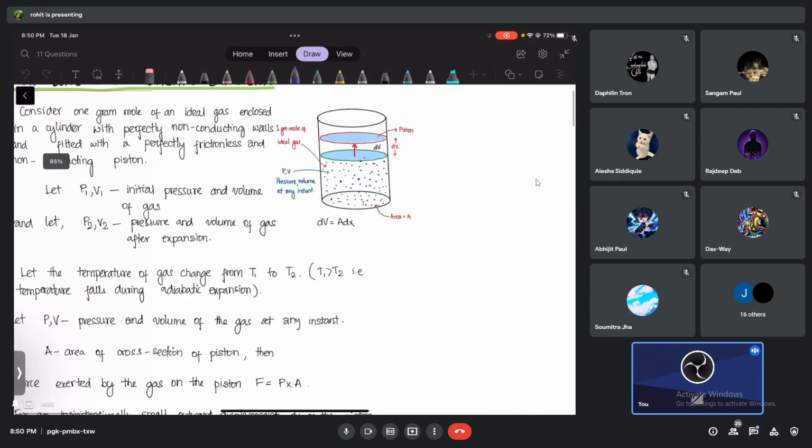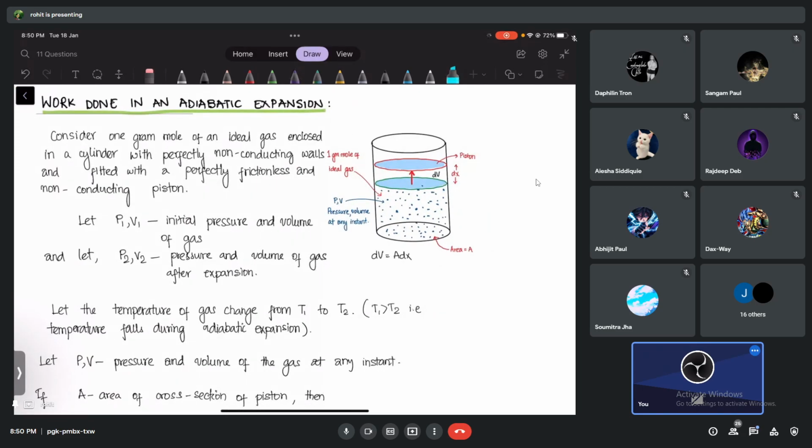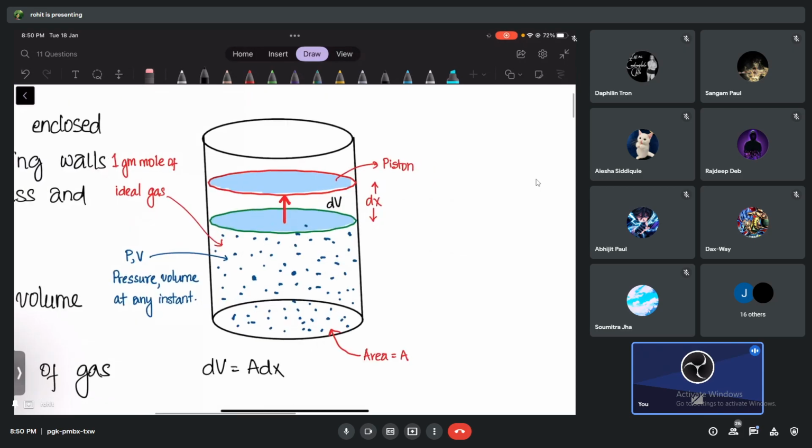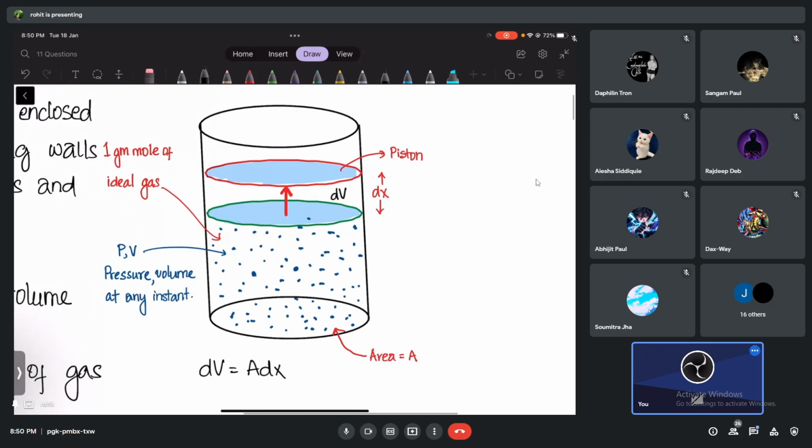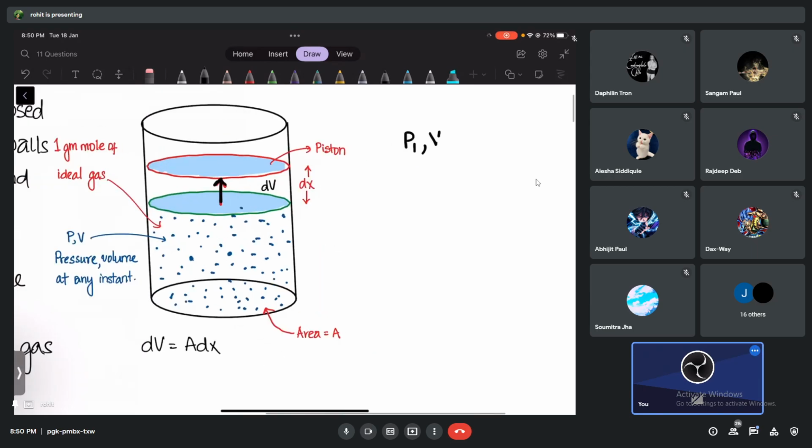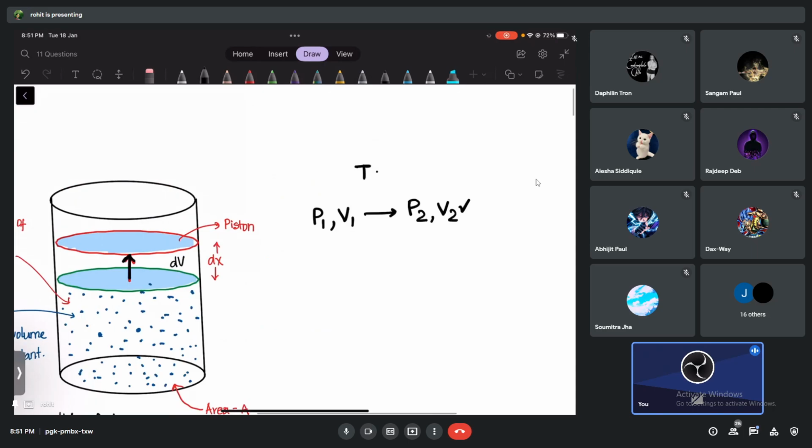Now I'm doing the same thing, but this time I'm going to calculate work done again by the same gas, but under adiabatic conditions. We will take the gas again, let it expand, and the piston will reach some position with a new volume. We'll start with volume V1 and pressure P1, then reach a state of pressure P2 and volume V2. Same thing, but this time temperature is not constant.